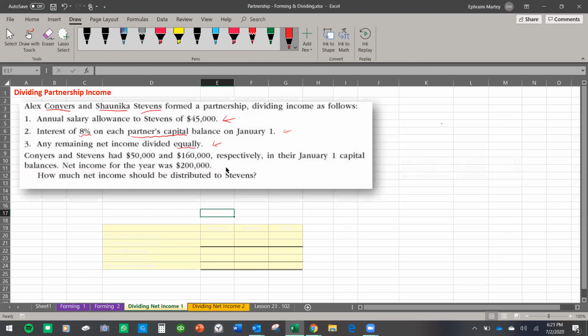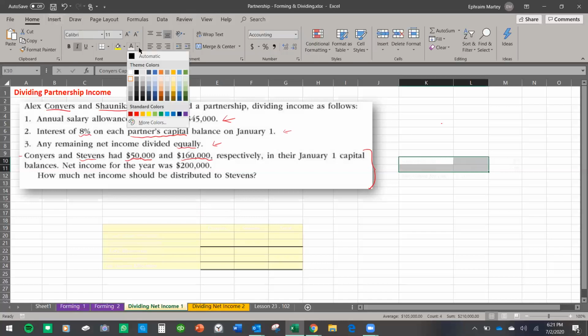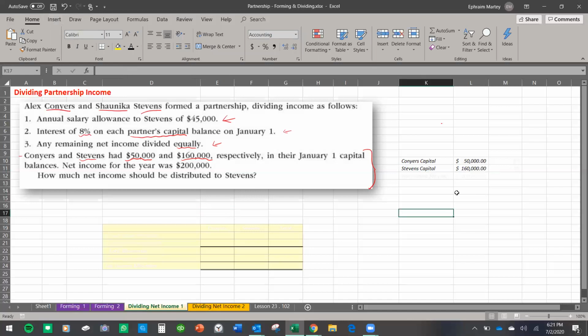Now I'm going to list information that I will need. We can see that Conyers and Stevens have 50,000 and 160,000 respectively. That means 50,000 is for Conyers, and 160,000 is for Stevens. I'm going to list them here so I don't forget, so it's easy for me to see. So I have Conyers' capital as 50,000 and Stevens' capital as 160,000.